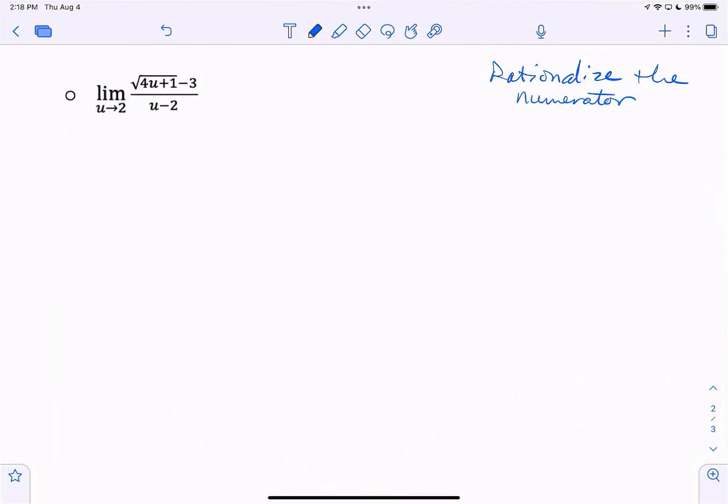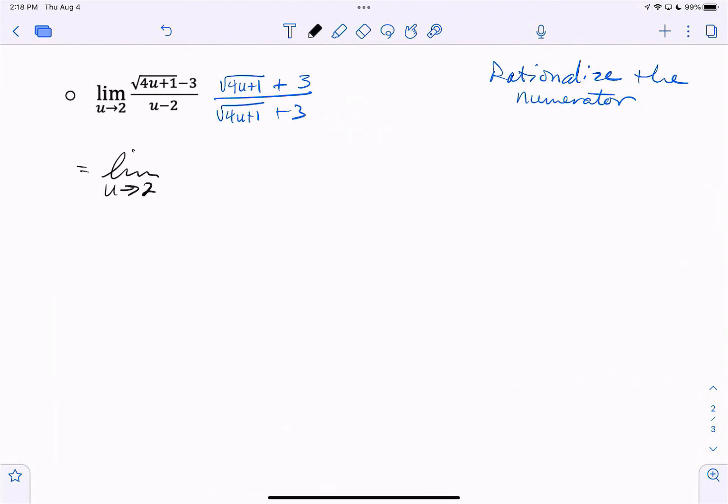In order to rationalize the numerator here, I'm going to multiply by the conjugate of the numerator. So the square root of 4u plus 1 doesn't change. 3 doesn't change. What does change is the sign that's between the two terms. So I'm going to multiply by the square root of 4u plus 1 plus 3 over itself. I'm going to be left with the limit as u approaches 2.